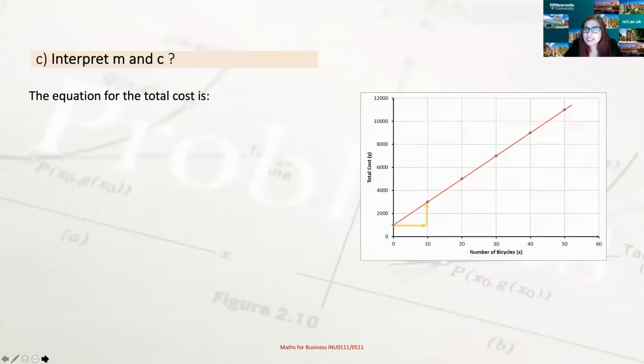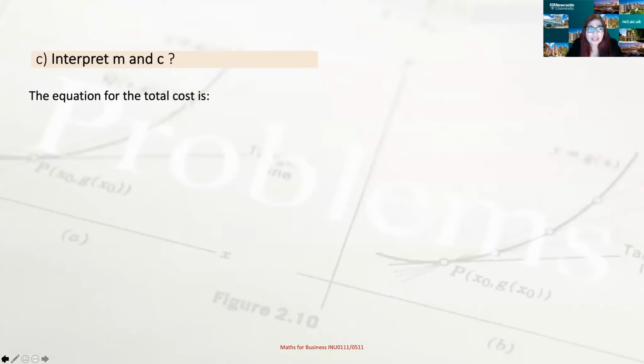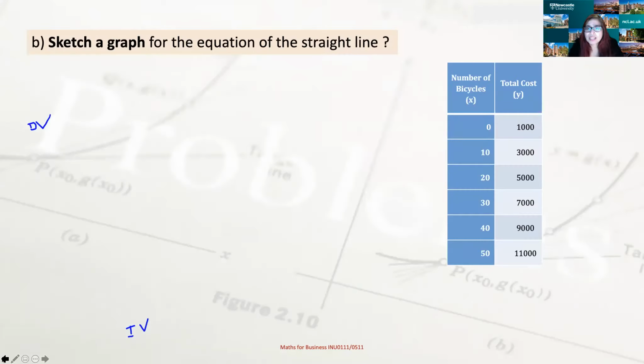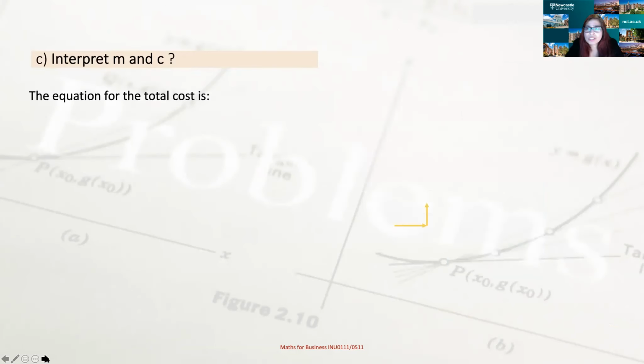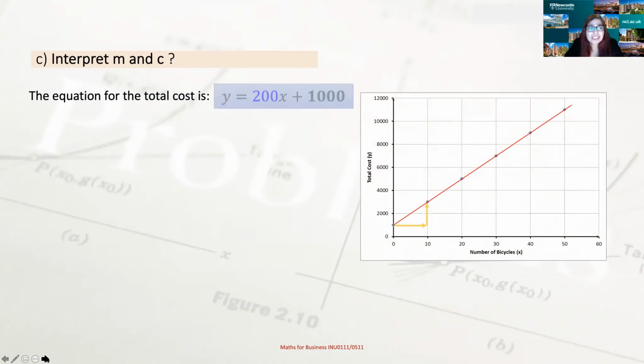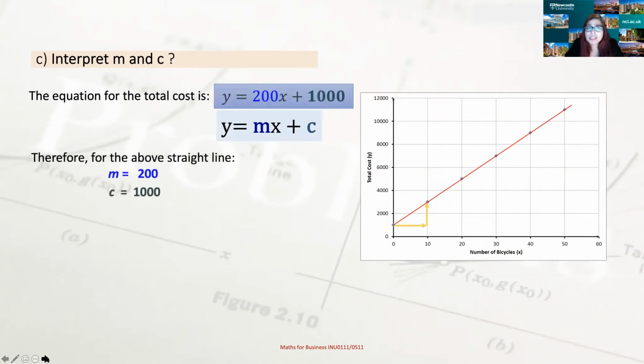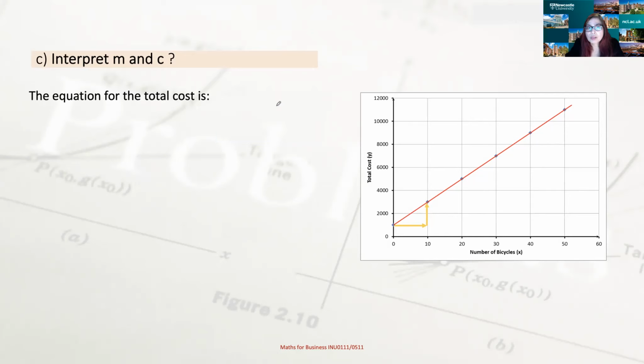Okay, now how do you interpret this? Just solving this problem, just finding the equation of that and solving the problem, it's not enough for a layperson. You need to interpret it. You need to help them understand the situation. So we have seen that the general equation is y is equal to 200x plus 1000, yeah?